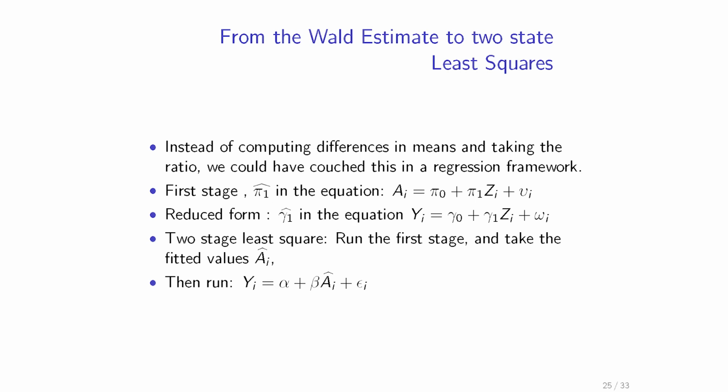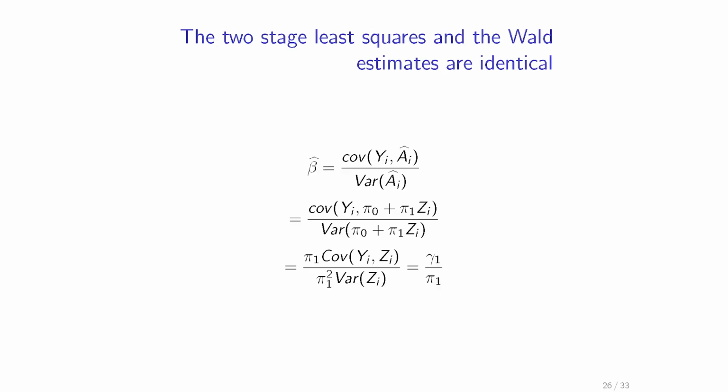So let me prove that to you. The point estimate of beta would have been the ratio of the covariance between y and a hat divided by the variance of a hat. That's by definition of what the OLS is. I'm replacing a hat by its value. A hat is simply pi 0 plus pi 1 zi. We divide by the variance of pi 0 plus pi 1 zi.